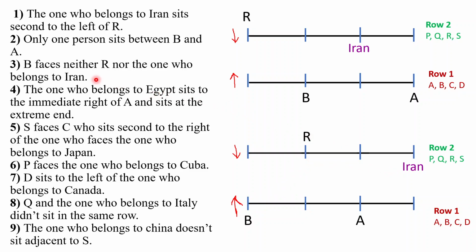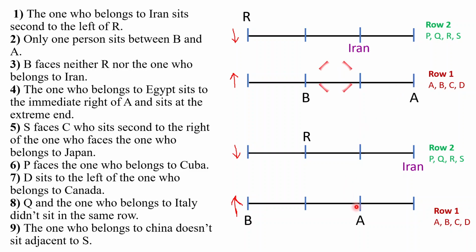So our clue number 3 is true. Now clue number 4 is: the one who belongs to Egypt sits to the immediate right of A and sits at the extreme end. In case number 1, you can see that A is already at the extreme right position, so we cannot place the person who belongs to Egypt here. So our case number 1 is wrong.